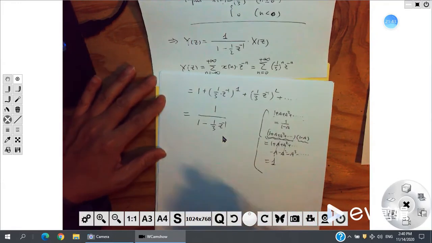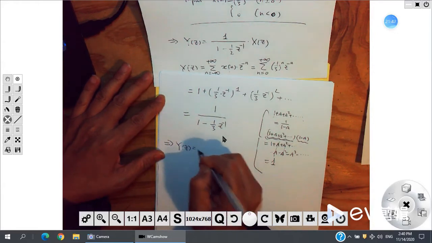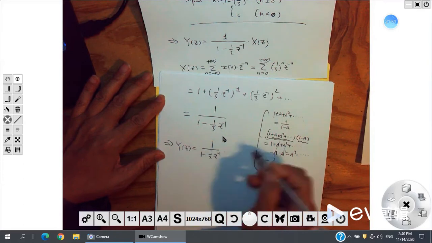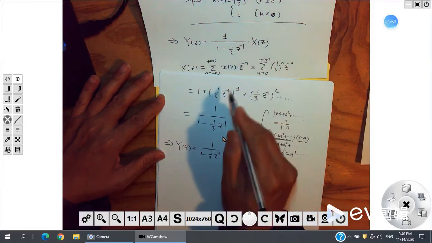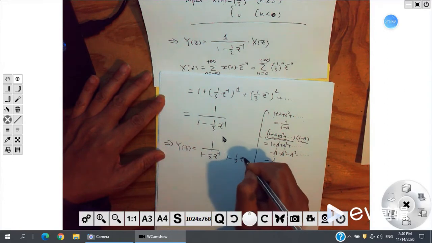Alright, now we can have y. Y of z is 1 minus 1/2 z to negative 1 times x. Now we have x of z, which is 1 over 1 minus 1/3 z to negative 1. So we have this.